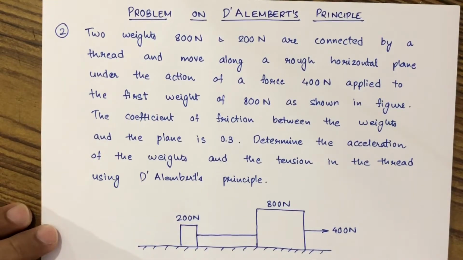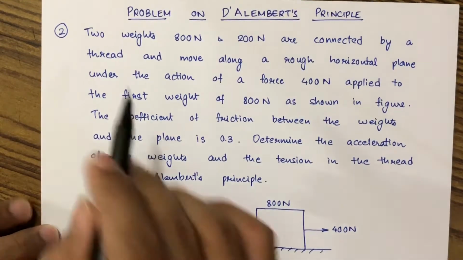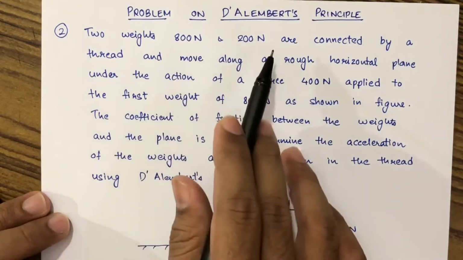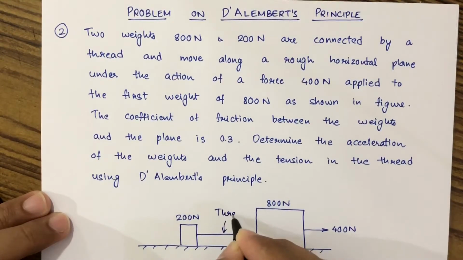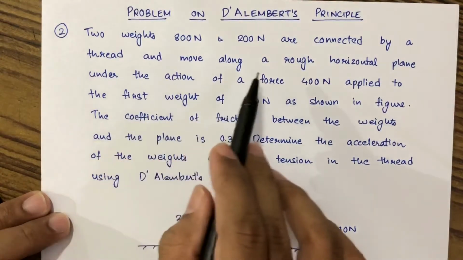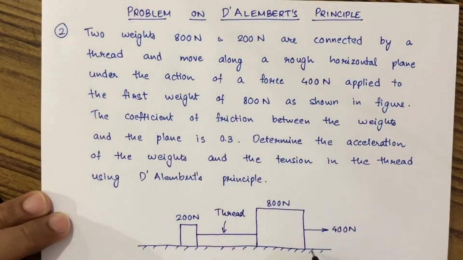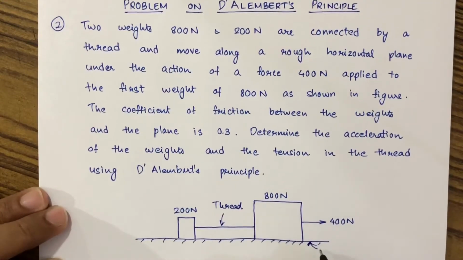Hello all. Let us solve more problems on D'Alembert's principle. Two weights, 800 Newton and 200 Newton, are connected by a thread and move along a rough horizontal plane. This is the rough horizontal plane.